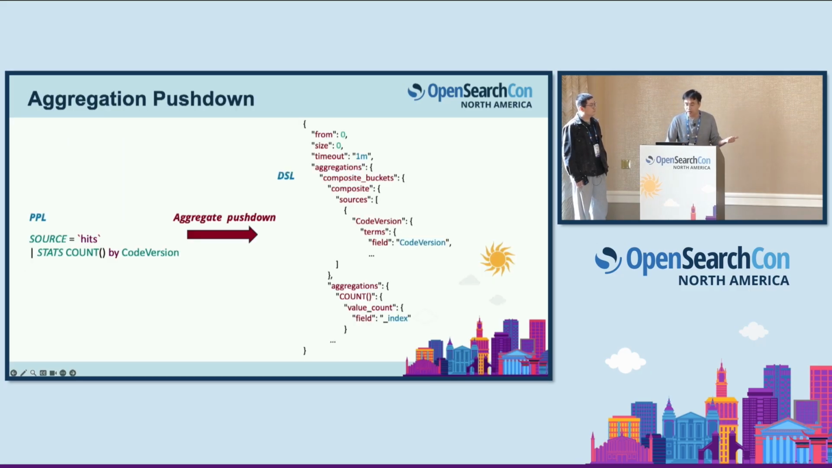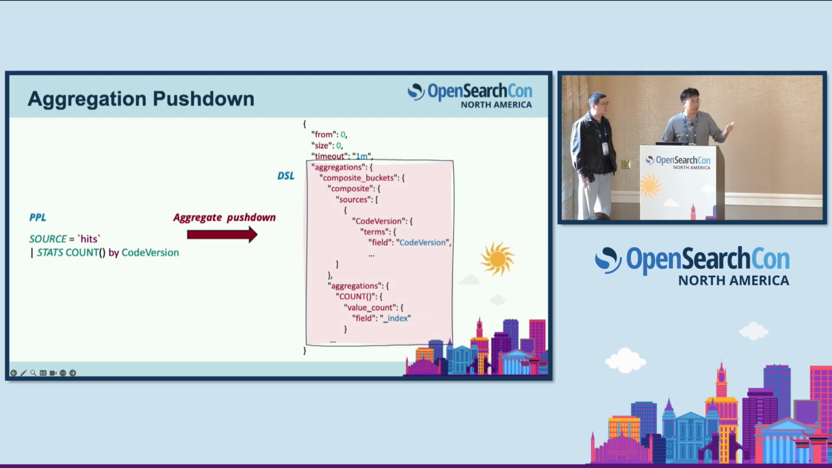And the last one is about aggregate pushdown. We use the aggregate statement in DSL to implement that in PPL. You'll find that the PPL is quite simpler than the equivalent DSL, even though I've omitted most of the code in the DSL here.